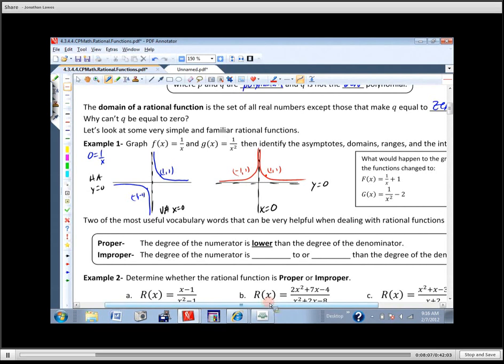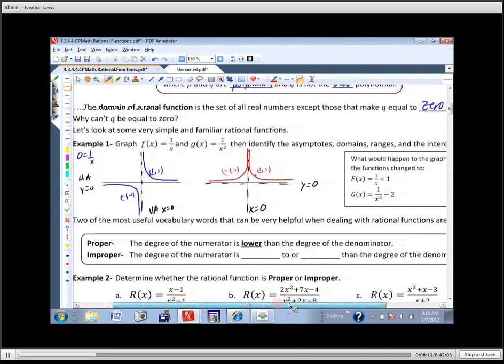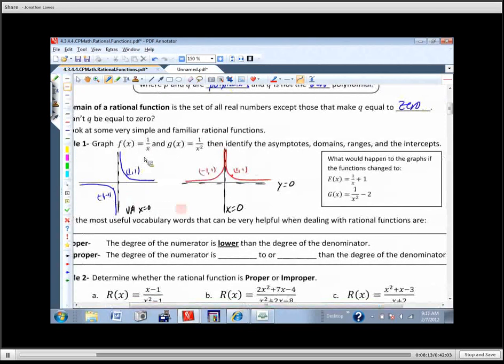Okay, any questions? Then keeping in mind what those graphs look like, those parent graphs that we've already got memorized, what would happen to the graphs if the functions changed to, so for this first one, 1 over x plus 1, what would we do to the graph? Yeah, if you know what the shape is, adding 1 after the fact just moves it up 1. Okay, what would this one do? Down 2. Okay, that's it.